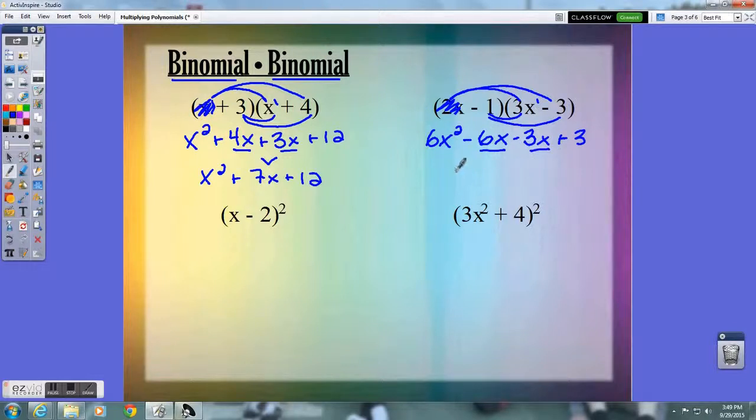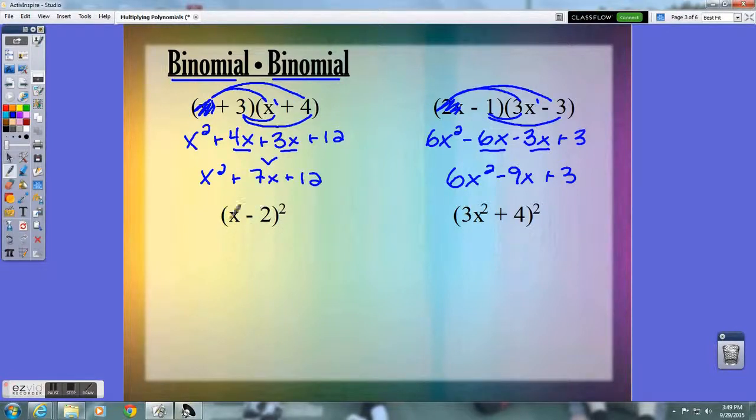So the middle terms happen to be like terms. So 6x squared minus 9x when I add those, and then plus 3 at the end. Now that's just basic FOIL from last year.